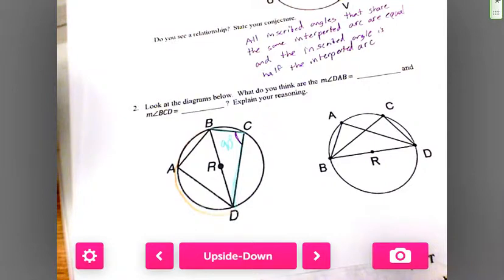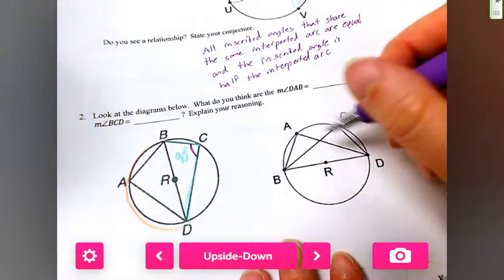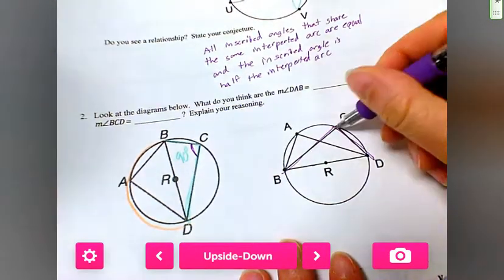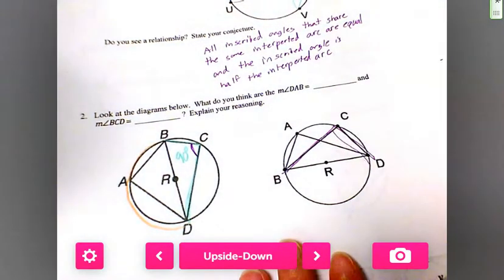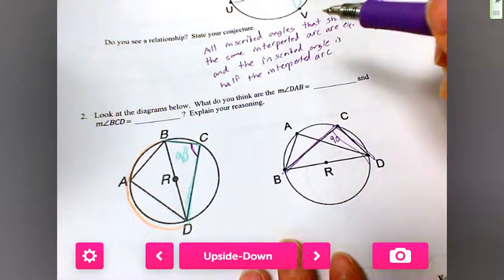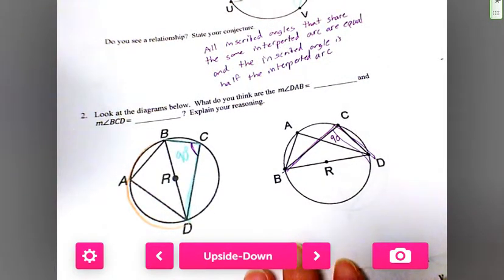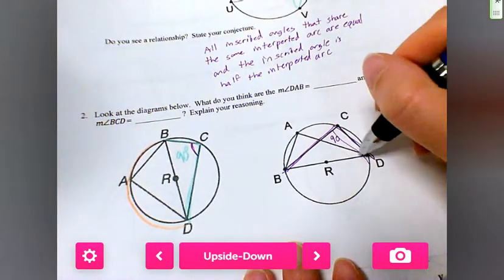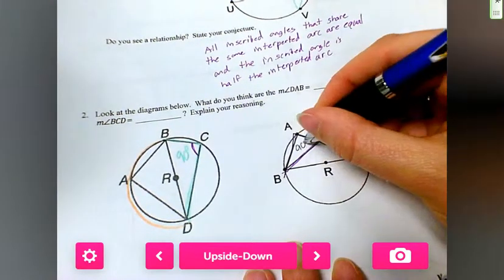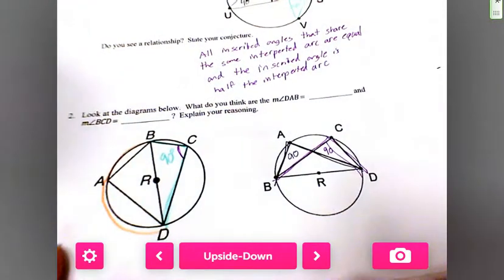All right. Let's look at the next one. We're looking at angle BCD. What's the angle of that one? 90, right? What's the angle for these? We're going to look at a different one. What's the angle for DAB? 90. Okay. All right. Let's turn it over.